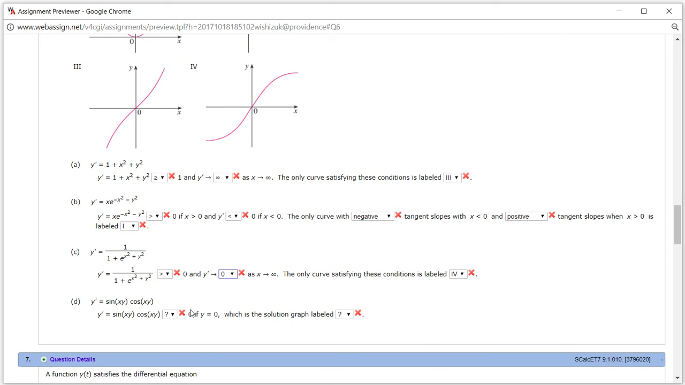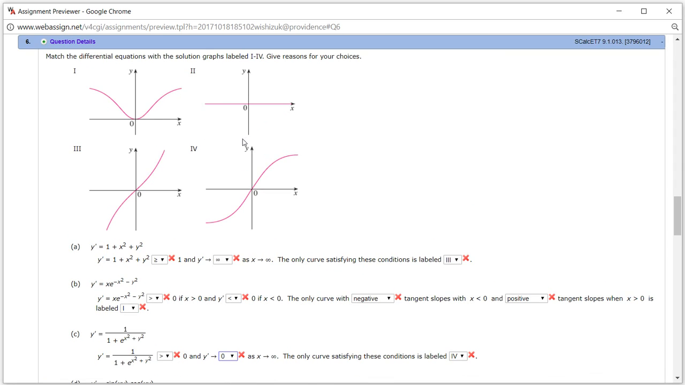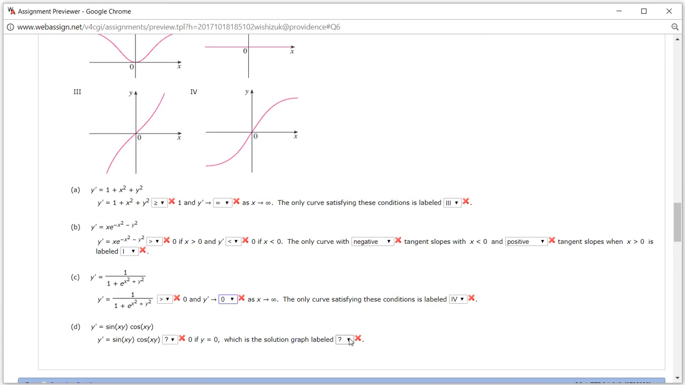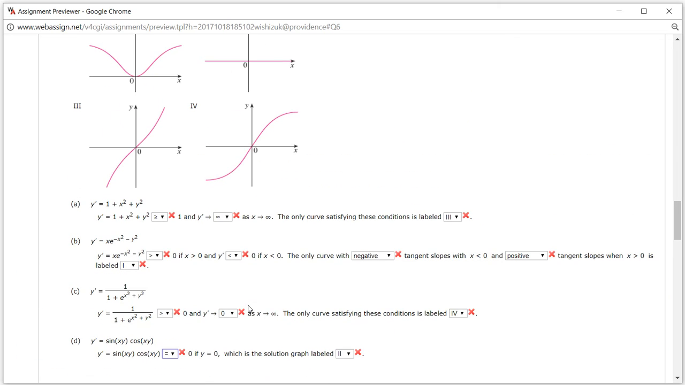Let's get to part D. We already know which picture. The only picture we haven't chosen is number 2, so the answer should be number 2. If y equals 0, then you can see that sine of 0 is 0, times cosine of 0, which is 1, and 0 times 1 is 0. So this is actually equal to 0. I think that's it.